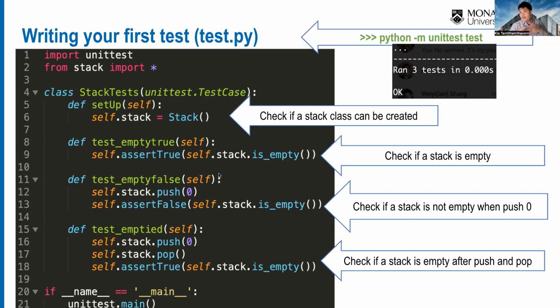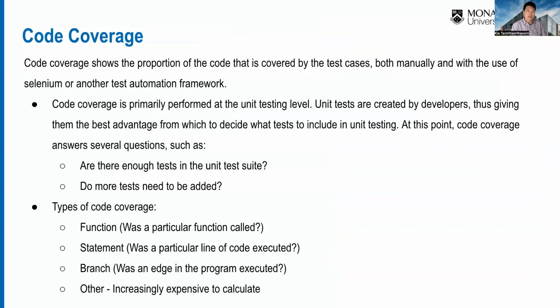Okay. But when we run the 3 test cases here, we don't know how many lines that are actually executed. Is there any lines that we haven't tested yet or not, right? So that's why we have another mechanism, which is called code coverage. So the code coverage, it will show the proportion of the code that is covered by the test case, okay?